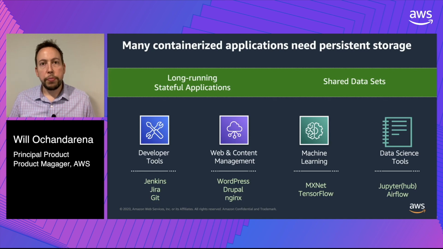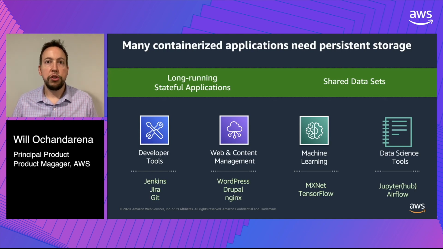With developer tools, Jenkins benefits from shared storage because Jenkins can launch scale-out CI/CD jobs around a shared view of data in order to get those jobs done quickly. With Jira, attachments to bug reports can be stored in persistent storage to make sure that those systems are resilient to failure and your developers don't lose any time if those applications need to be rescheduled in some other part of the infrastructure.